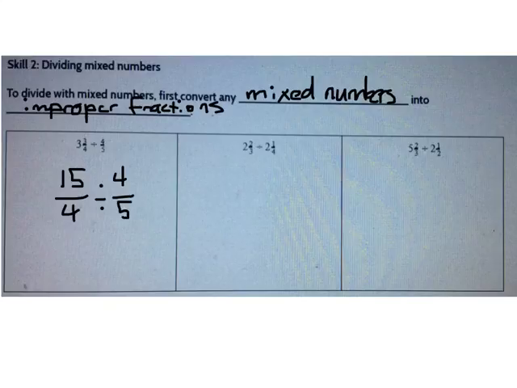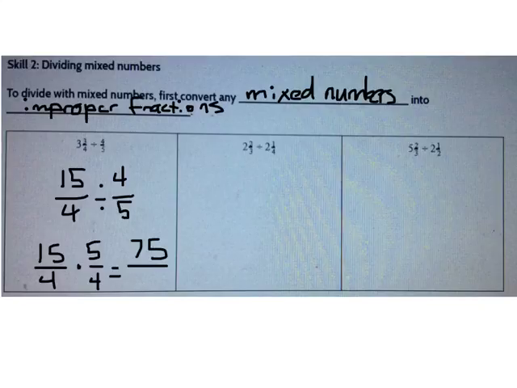Now I can multiply by the reciprocal of the divisor. So 15/4 times 5/4. What's the result of that multiplication? You can leave your answer as an improper fraction. Well, 15 times 5 is 75, and 4 times 4 is 16. The correct answer is 75/16.